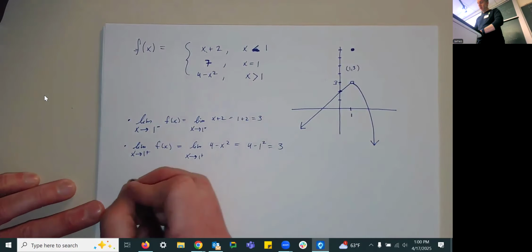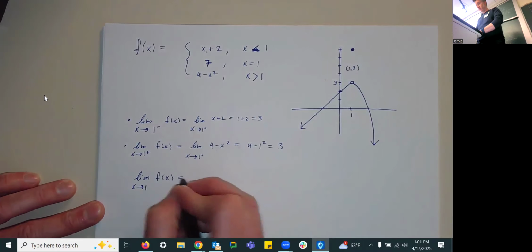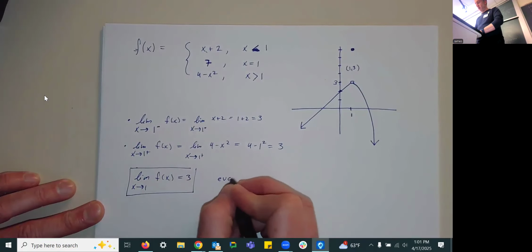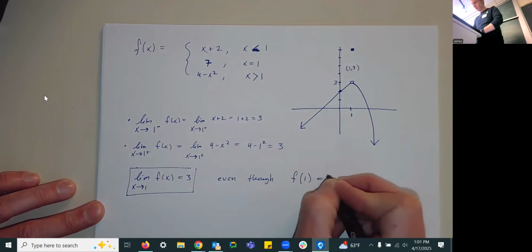And so overall, we can say, yes, the limit as x approaches 1 of f of x does exist, and it's equal to 3. Even though f of 1 is equal to 7.